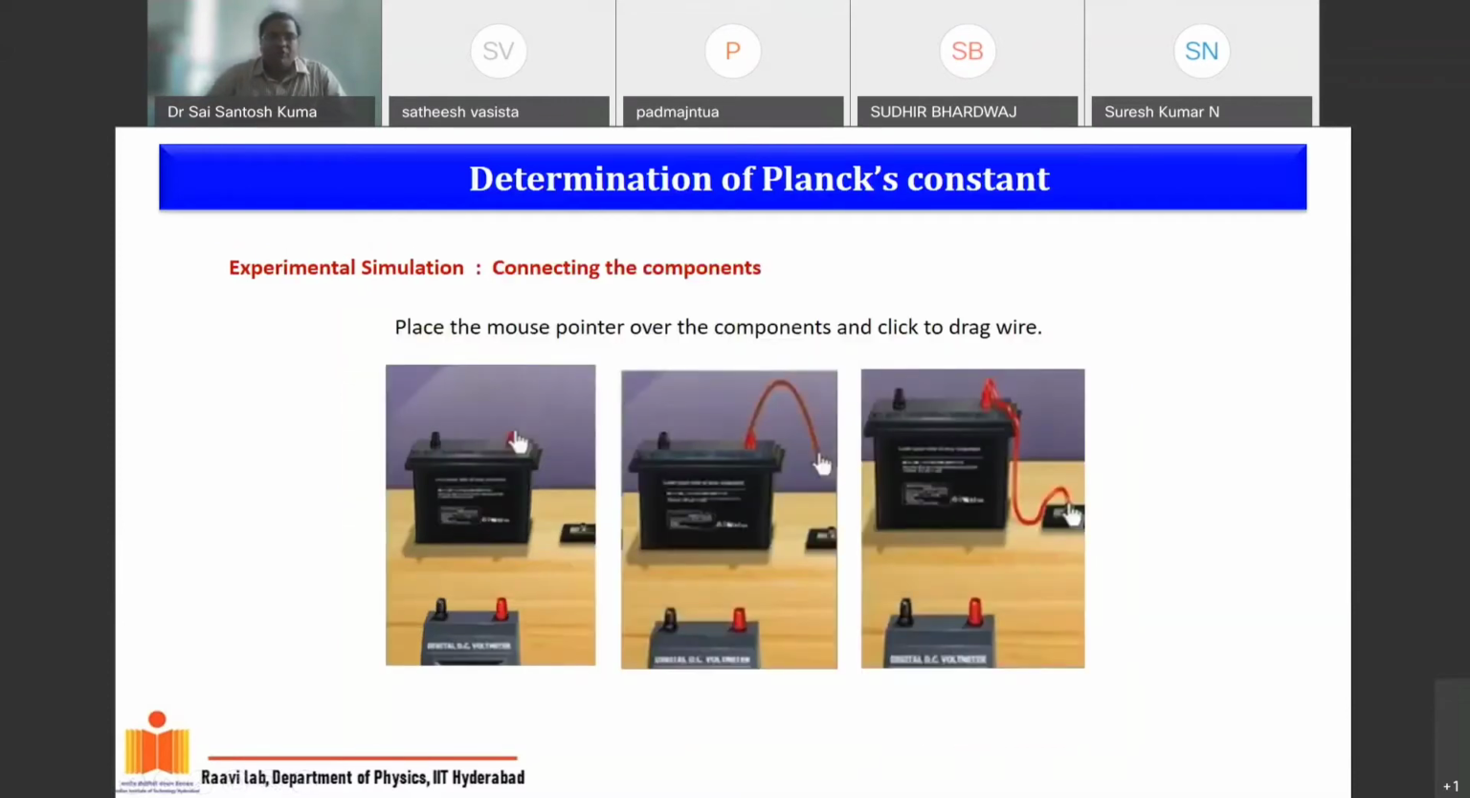So when I show you the thing on the website, there are certain things to keep in mind. One is you need to place the mouse pointer over the component to click and drag a wire. Now there is no physical wire. You can connect them by using your mouse. Okay, and when you put the mouse on that, you will see this nice hand button. Okay, and then that would allow you to connect the way you want.